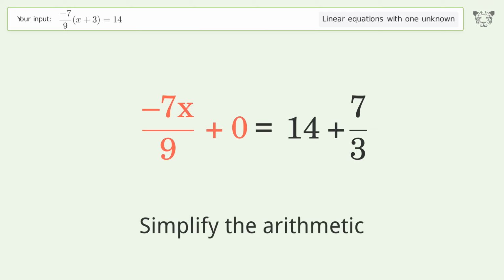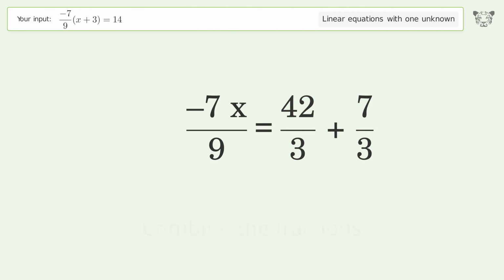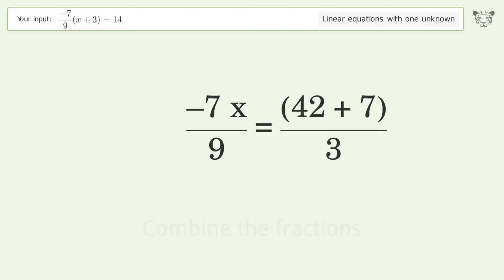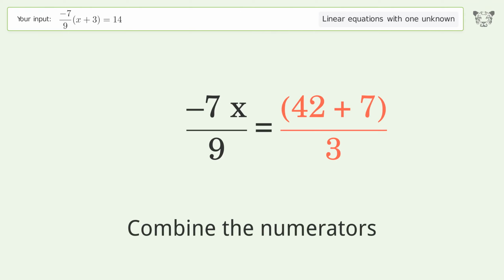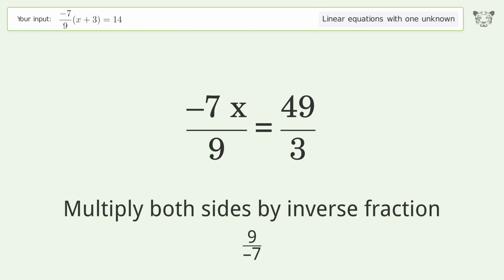Simplify the arithmetic. Convert the integer into a fraction. Combine the fractions. Combine the numerators. Isolate the x. Multiply both sides by inverse fraction 9/7.